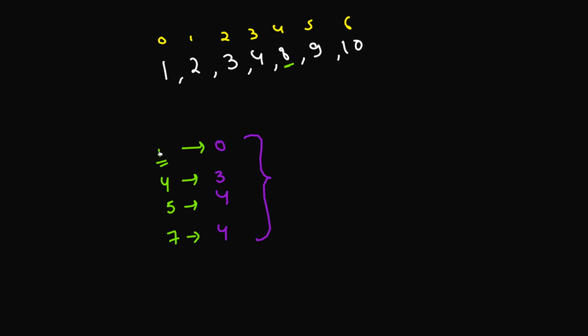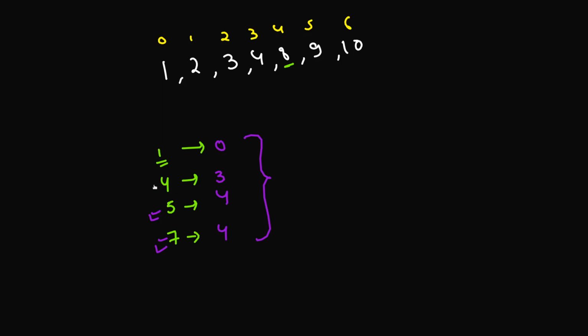Because if you are able to find the number, then you should directly return that particular index. If you are not able to find the number, for example, in this case or in this case, then you need to return the index of the number which is immediately greater than this number.